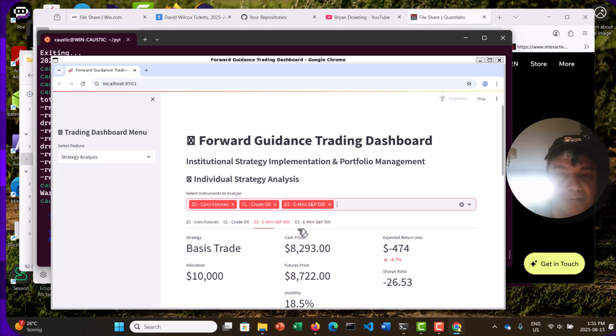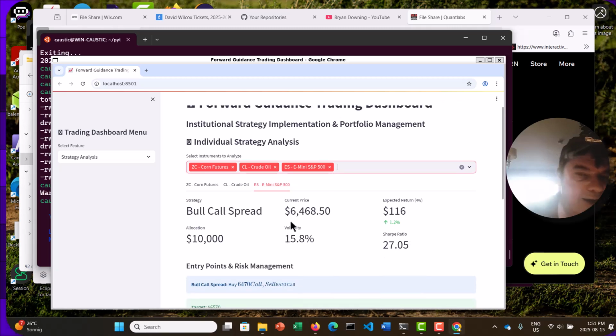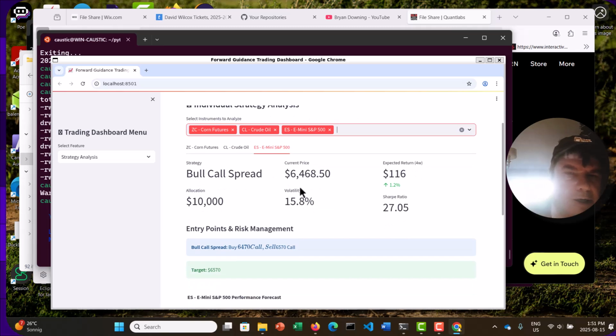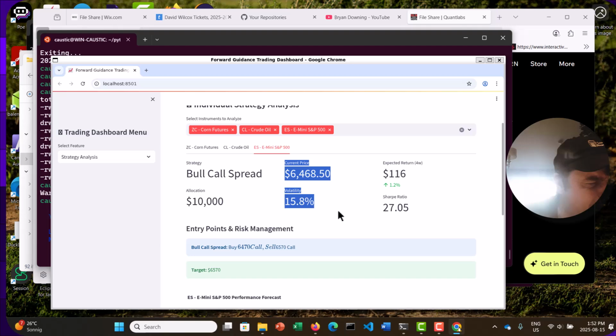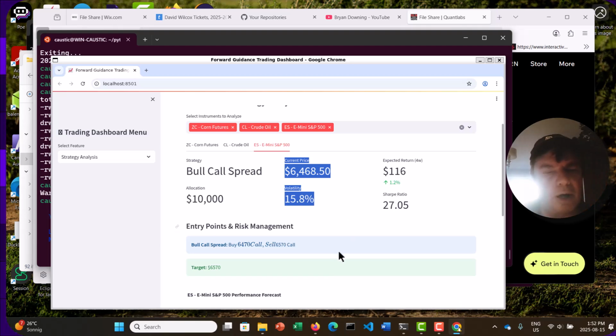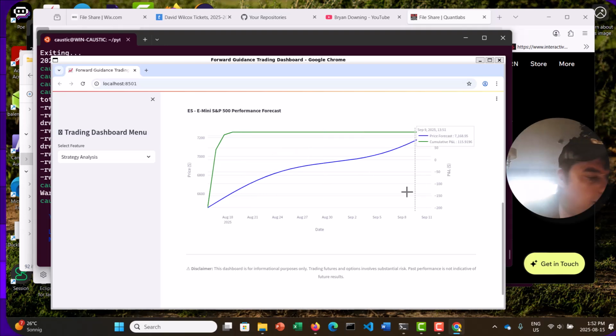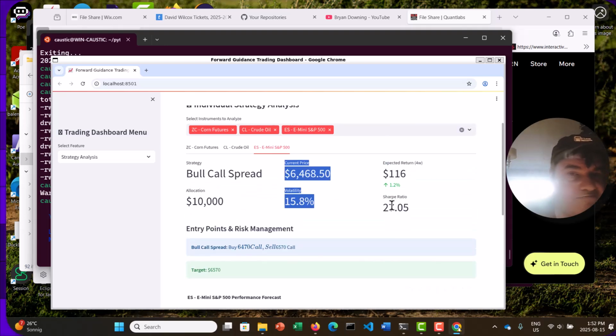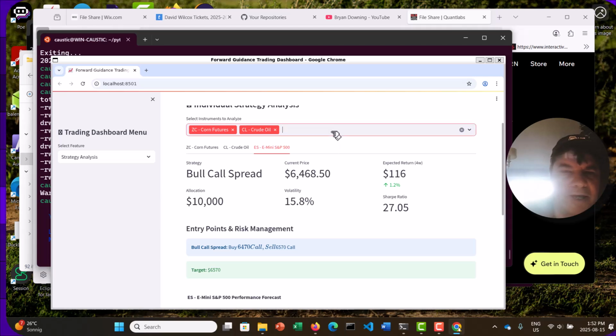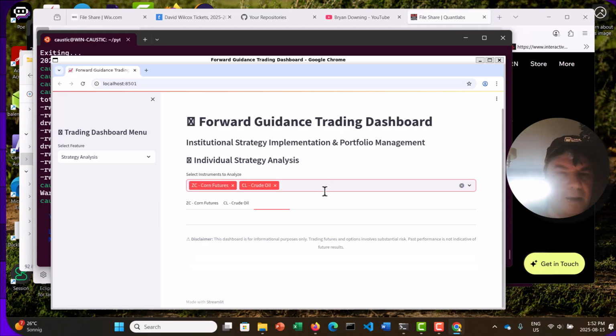So boom, it's gone. So now what we have left that we haven't seen is the ES or E-mini S&P 500. So here you have current price, volatility, which is fairly low, and only 1.2% return on that. So here's what it looks like. Is it worth tying up capital for that? Probably not.